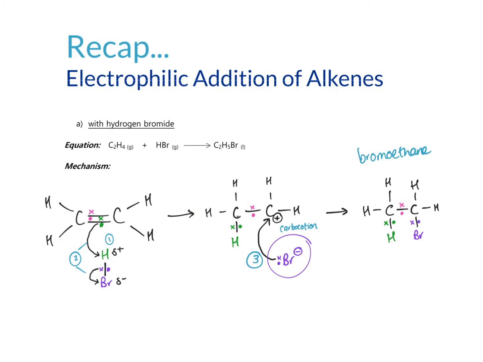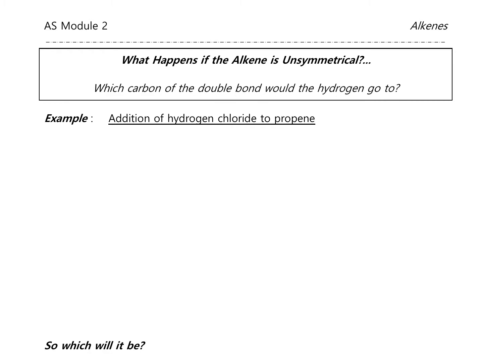And with this example, it didn't really matter which way round we did it. It didn't matter which carbon the hydrogen went to and which carbon the bromine went to. But in some cases it does matter. So where it matters is if the alkene is unsymmetrical. In other words, the carbon-carbon double bond is not in the middle of the molecule. So it doesn't look the same if we look left of the double bond and right of the double bond in that carbon chain. So let's have a look at the example of the addition of hydrogen chloride to propane.